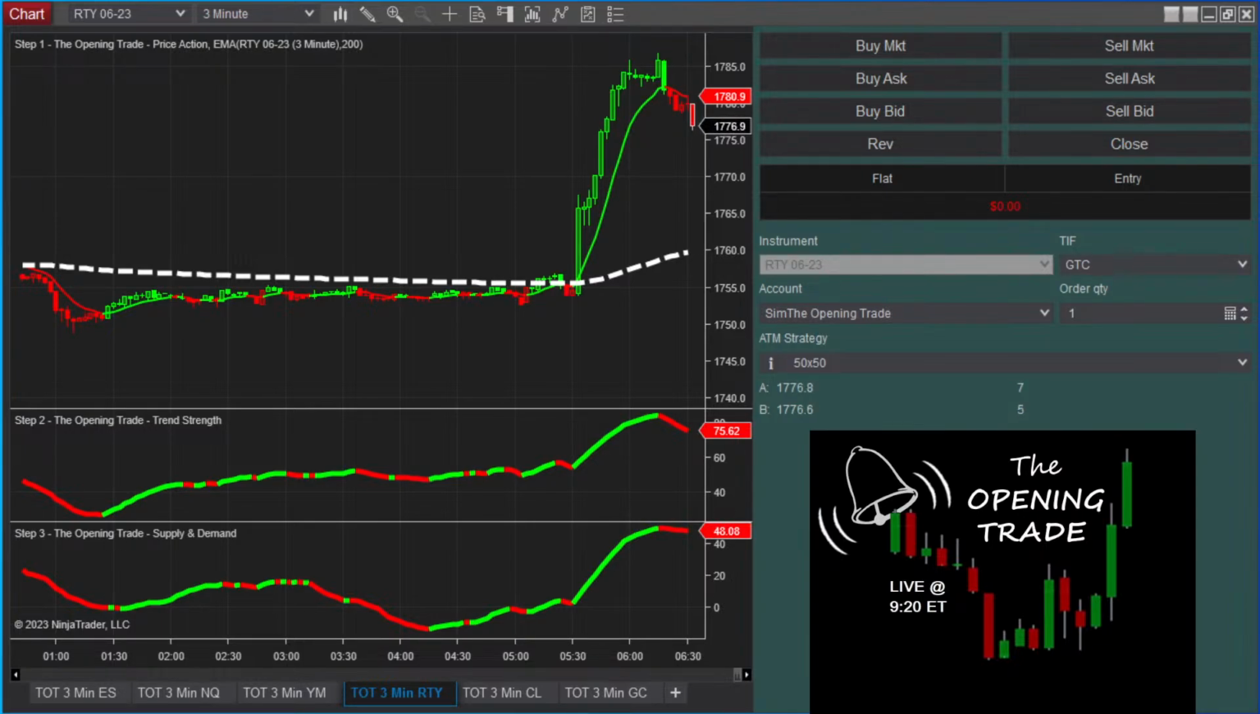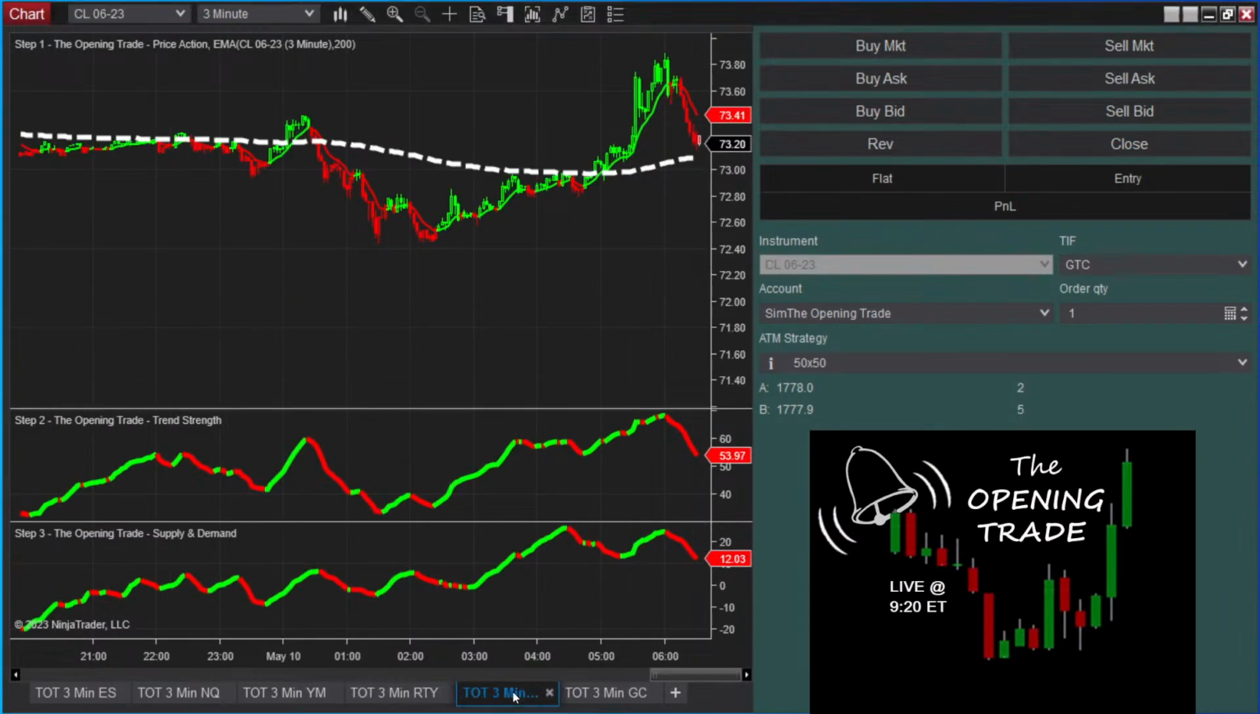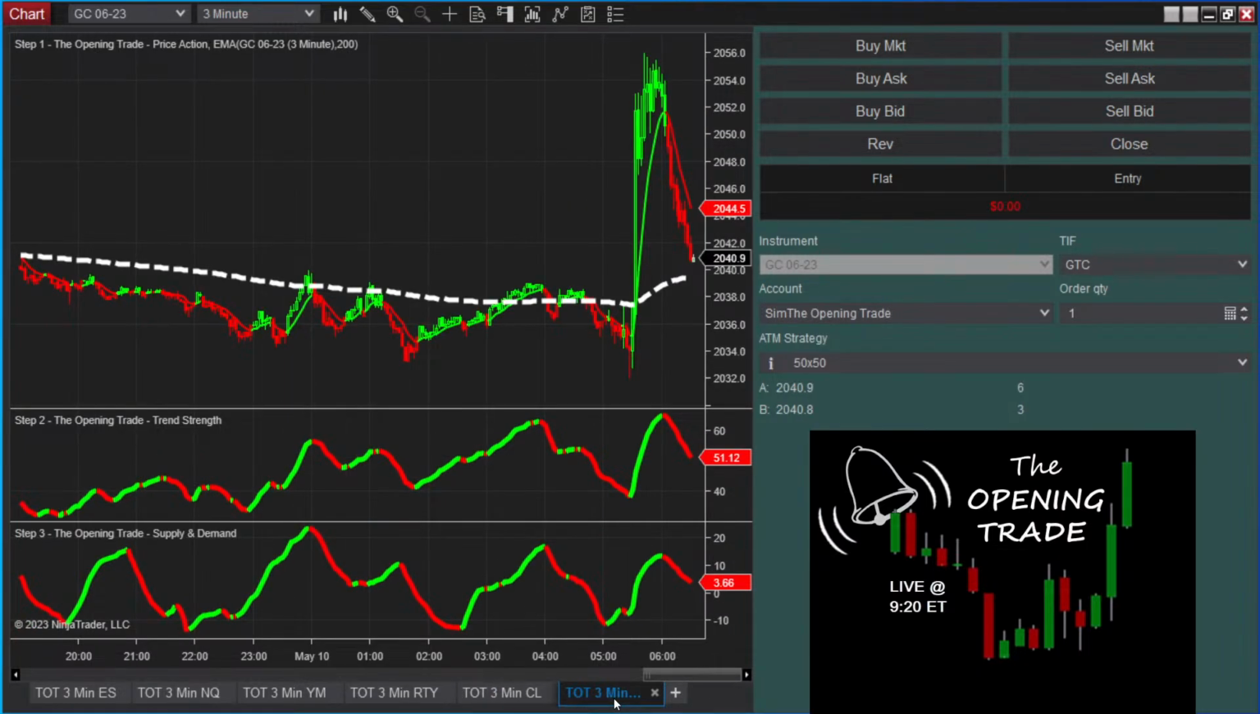I don't take any manual trades until the first candle has closed. And crude oil is too close to the 200 period EMA, as is gold. So there are no manual trades viable yet for either of those anyway, but we'll see what happens in less than 3 minutes when the first candle closes.